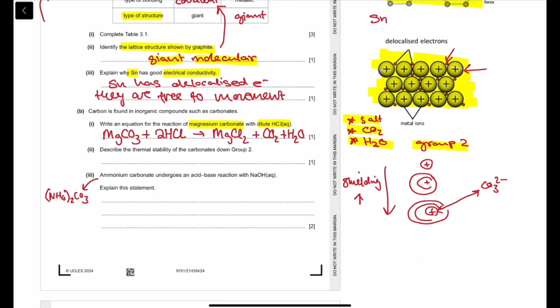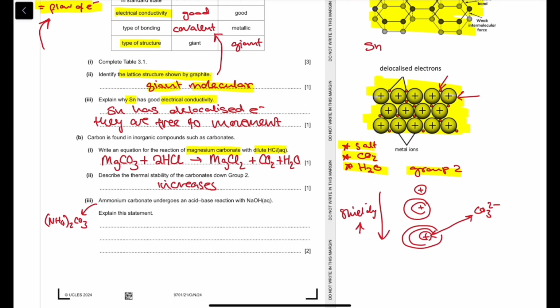Here it says describe the thermal stability of carbonates down group 2. Now the thermal stability down group 2 increases. This is because as you go down the group, the shielding increases, and so they actually polarize CO3 2- ions a lot less. This makes it harder to break it down into a metal oxide and carbon dioxide.